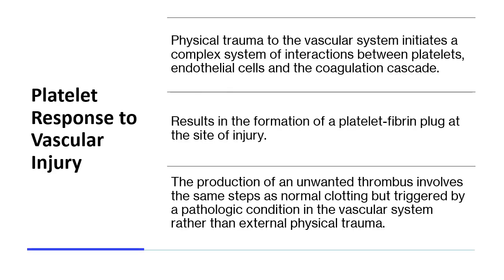Let's go to platelet response to vascular injury. Physical trauma to the vascular system initiates a complex system of interactions between platelets, endothelial cells, and the coagulation cascade. This results in the formation of a platelet fibrin plug at the site of injury. The production of an unwanted thrombus involves the same steps as normal clotting, but triggered by a pathologic condition in the vascular system rather than external physical trauma.